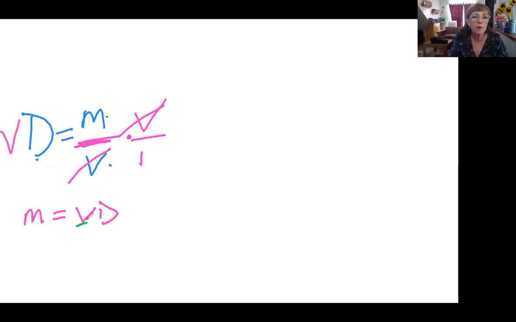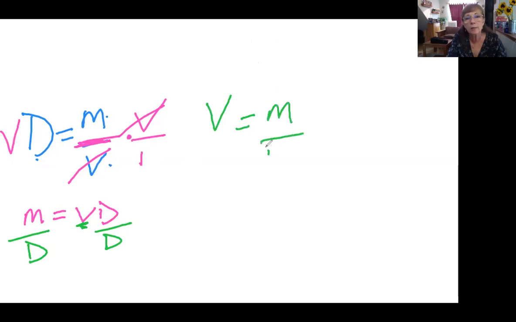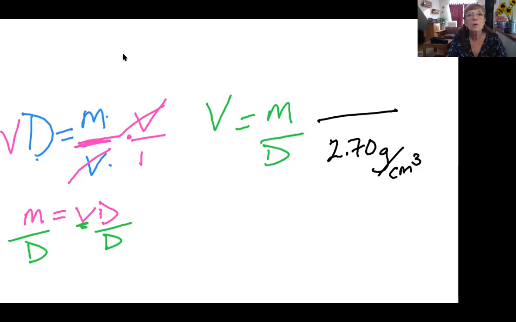Okay, I want volume by itself, so I'm going to have to divide both sides by density. So the working equation I need for volume is mass divided by density. The density of aluminum is known and agreed upon, and that density is 2.70 grams per cubic centimeter. Okay? So just trust me, the value that was listed for this piece of foil was 1.31 grams.